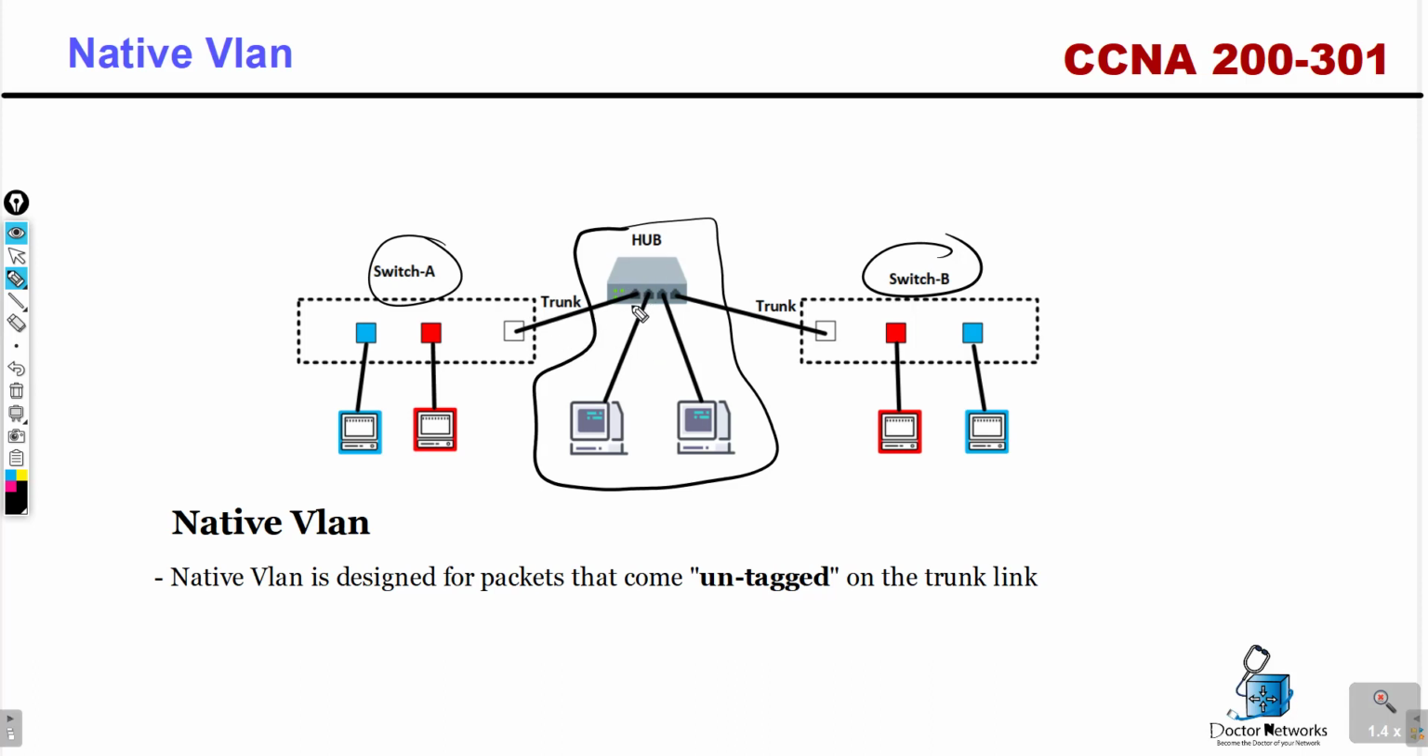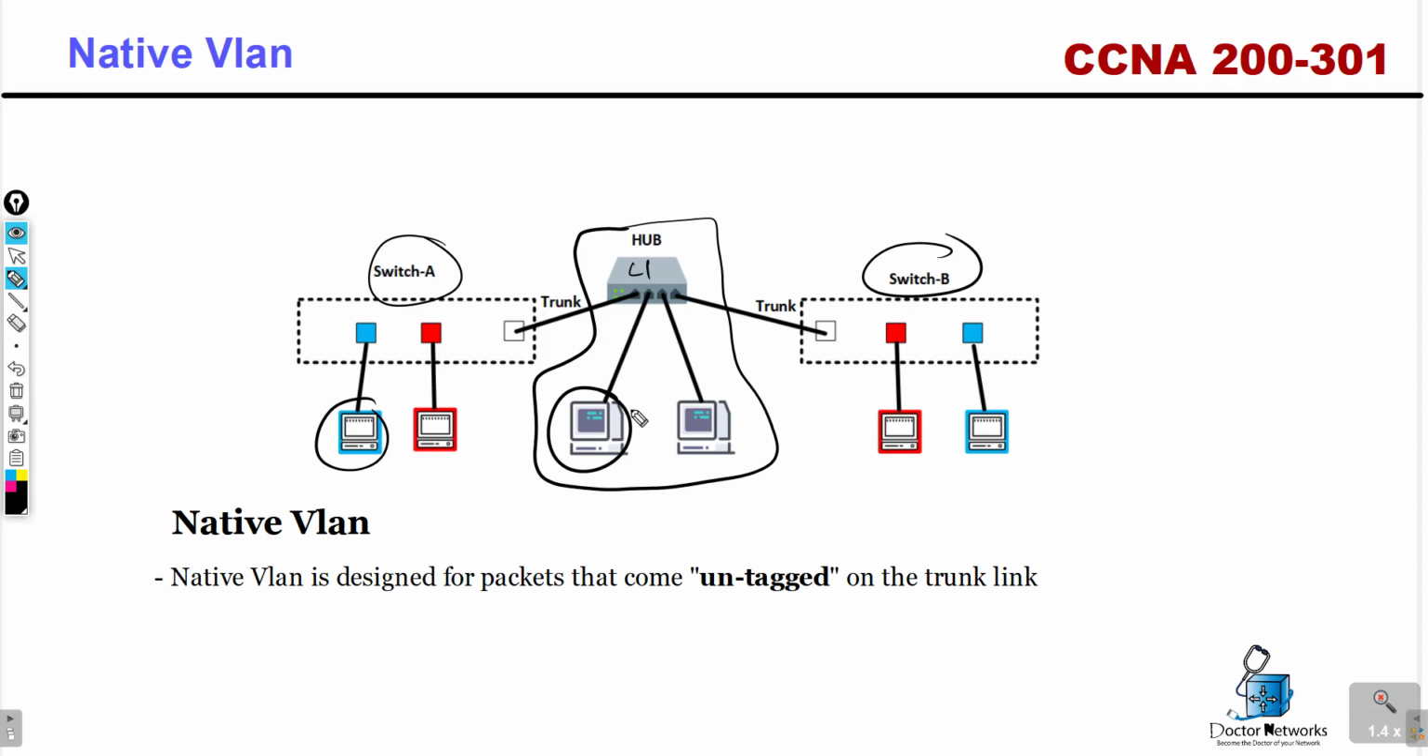So I have a hub in between. Now a hub is a layer 1 device, so it doesn't understand anything of layer 2. Like I said before, trunking, the VLAN tagging, is basically a layer 2 protocol. So this is a layer 1 device, so it doesn't understand; it just regenerates the frames. So what happens if these guys want to talk to someone on the blue VLAN? How will that work?